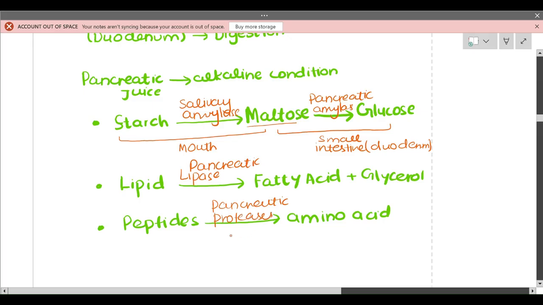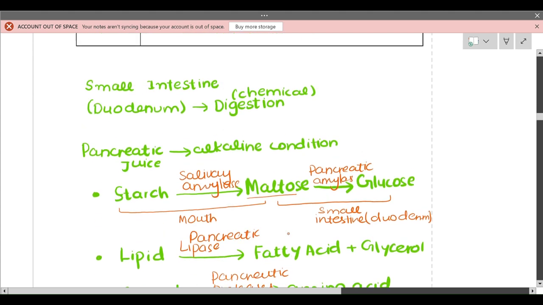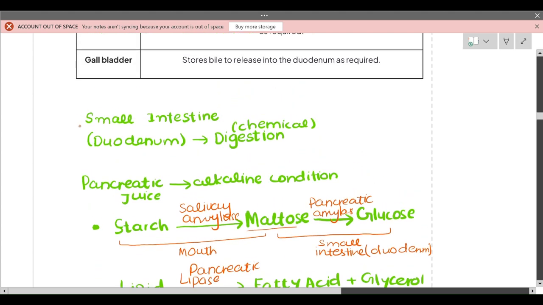So the name of that is trypsin. Pepsin is the one that works in the stomach in the acidic environment, and trypsin is the one that works in the duodenum, small intestine, in the alkaline conditions. Here there is another very important thing that you need to understand.